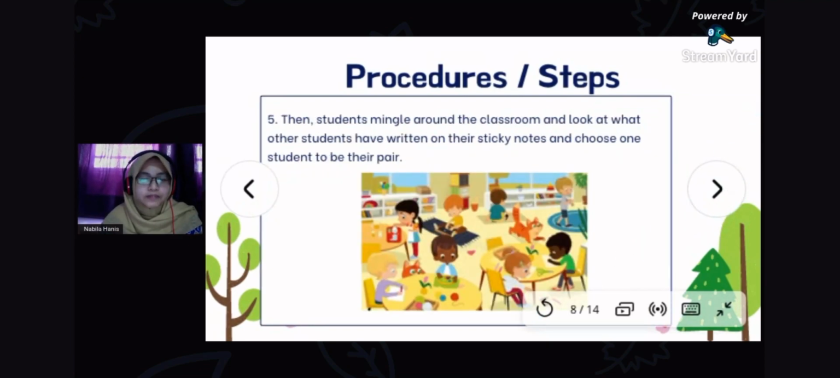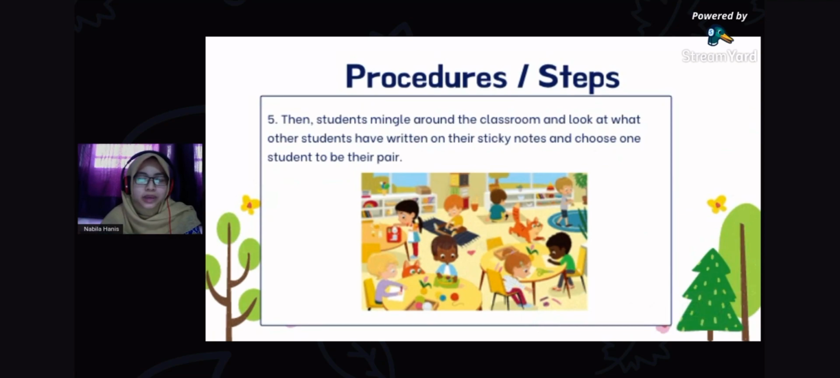Okay, the fifth step is where teachers require students to walk around the classroom. Okay, so just now they just sat at their desks and wrote the nouns and verbs. Well, now they are required to walk around the classroom and look at what other students have written on their sticky notes, right? So they have to walk around and look at their friends' nouns and verbs, look at their friends' sticky notes.